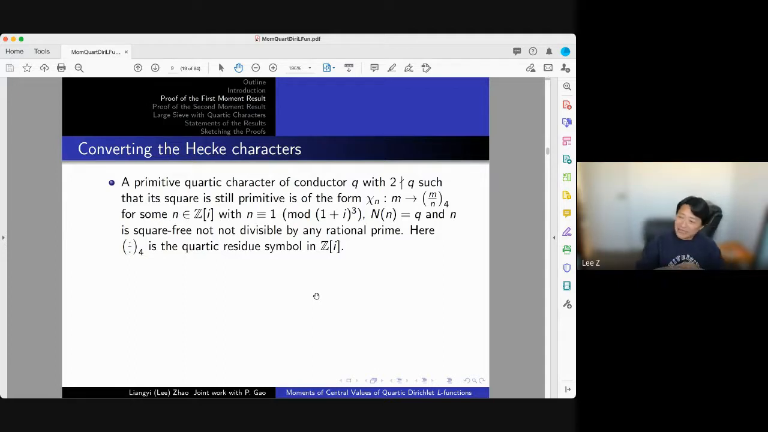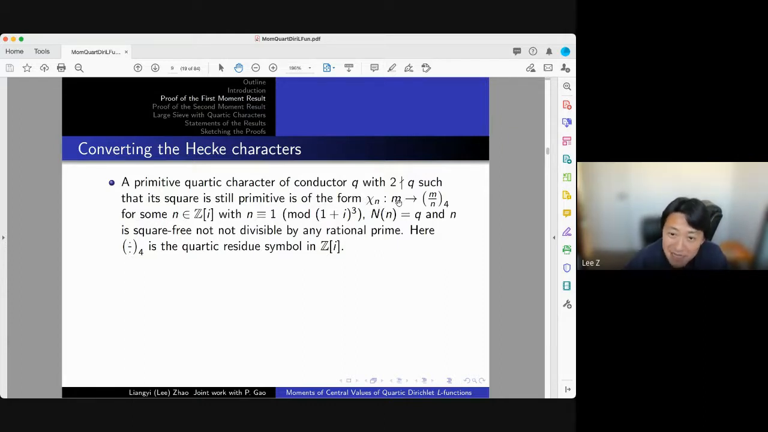So instead of looking at this character on Z, we look at this character on some other ring of integers, the Gaussian integers, rather. So a primitive quartic character of conductor q with an odd q, such that its square is also primitive, is of the following form. It can be rewritten as a Hecke character.